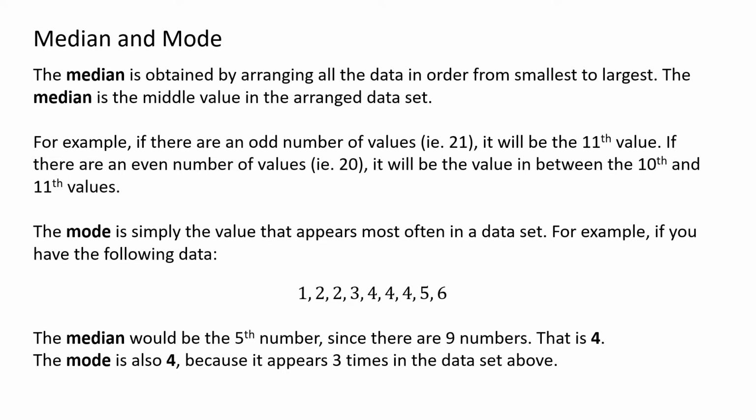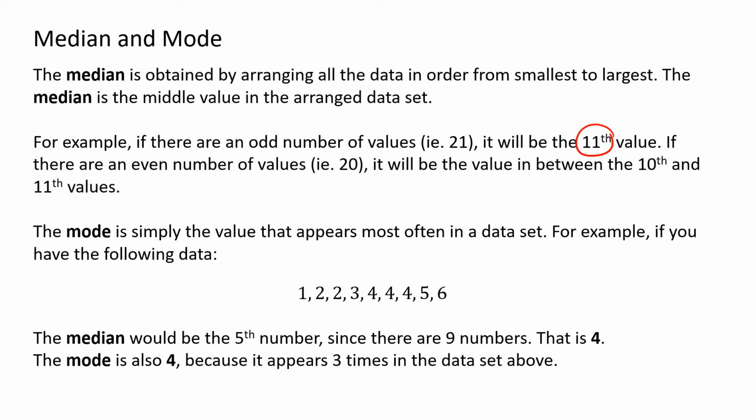So for example, if you have 21 values or 21 pieces of data, it would be the 11th value because that would fall right in the middle. If you only had 20, there isn't a middle piece of data. So anytime you have an even number of values, there isn't one number that you just go to and say, oh, this is the middle. So what you do is find the average of the two values closest to the middle. That would be number 10 and number 11.